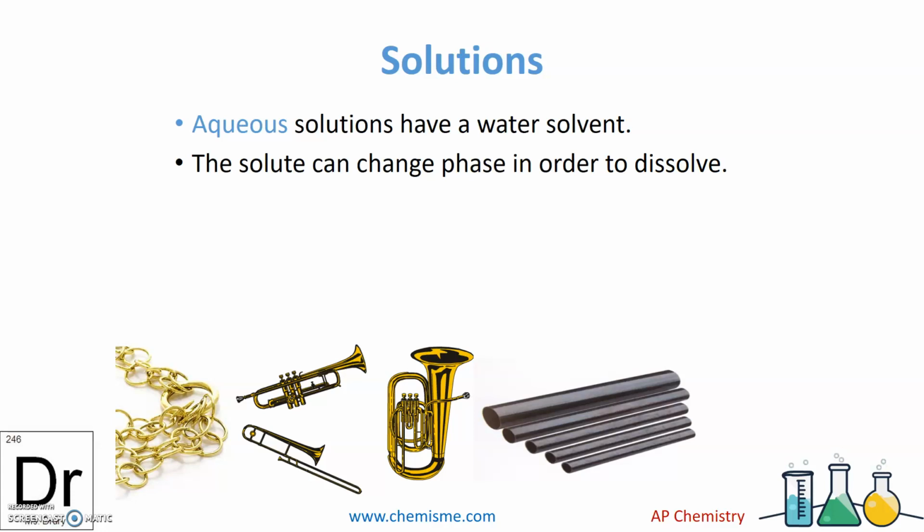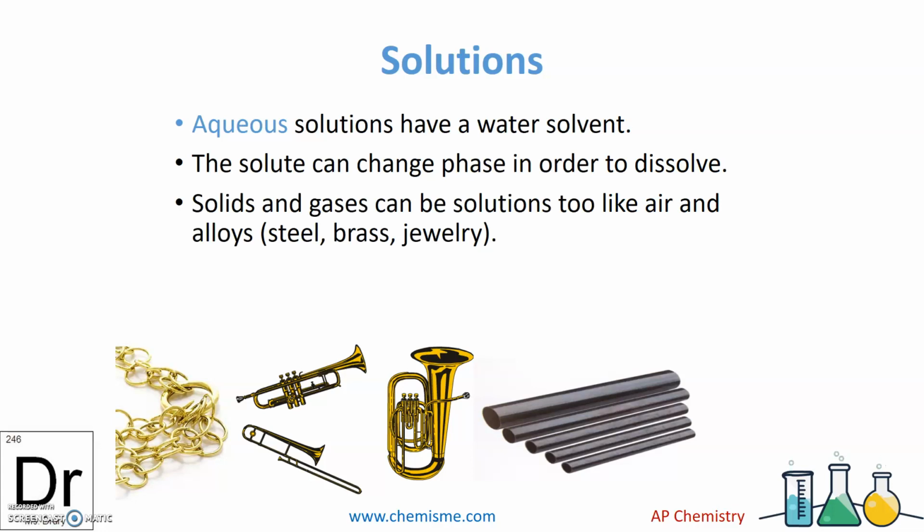It could be a gas, like carbon dioxide dissolved into water. That's how you get bubbly water. But it could also have been another liquid that dissolved in order to get it to be a solution. Solids and gases can also be solutions. Like the air is a solution. I can't see the parts, but I know it's made up of things like nitrogen and water vapor and oxygen. And then alloys like steel or brass or jewelry, they're mixtures of metals, but you can't see each metal individually.